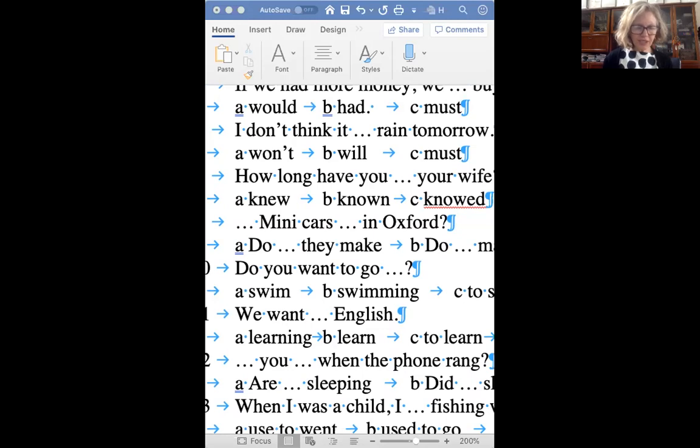So we have predictions here. You can use will or going to. Make it a bit bigger for you. So this one, will and going to, can be used for future predictions. So I think it will be foggy. I think it's going to be foggy. Both okay. Yep, good job, Francis.